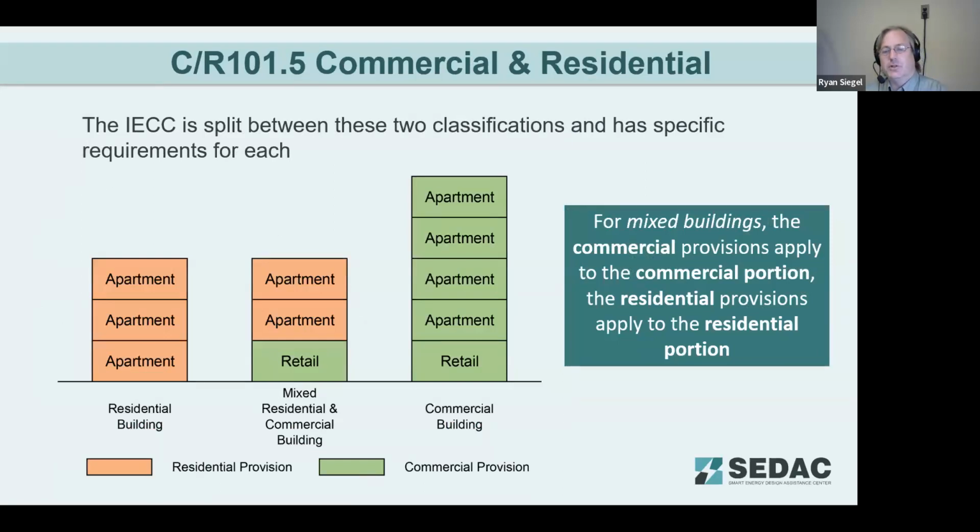Commercial and residential. This is where the code is really split in two pieces. You have commercial first in the code, residential second, and so understanding where you are in this. The IECC does have a split between these and calls out that for mixed use, commercial provisions apply to the commercial portions of the building, and residential applies to the residential portion of the building.